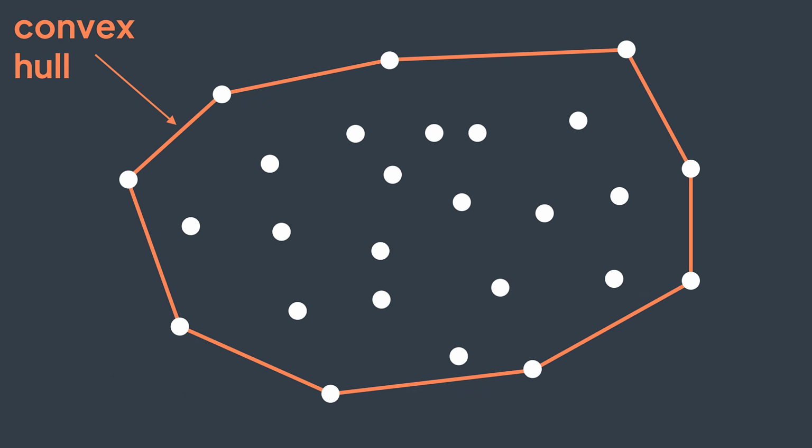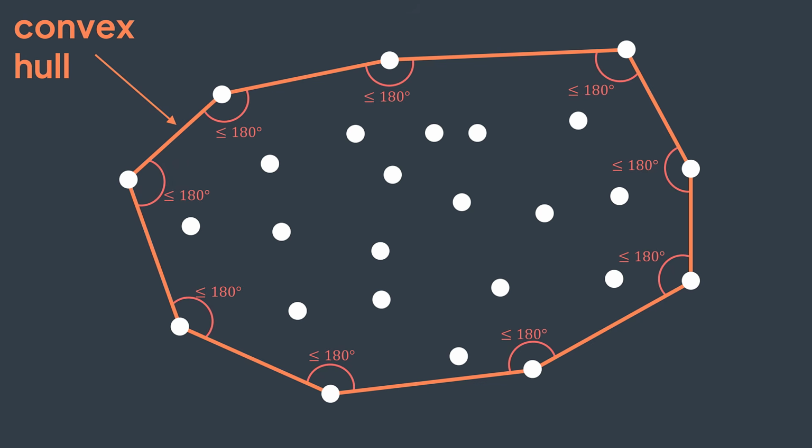Quick reminder, the convex hull of a set of points is the smallest convex polygon that contains all the points inside it. Convex polygon means that all interior angles are less than or equal to 180 degrees.